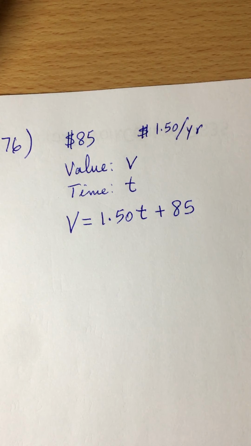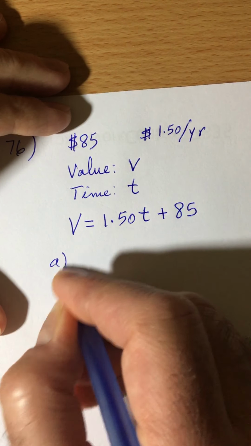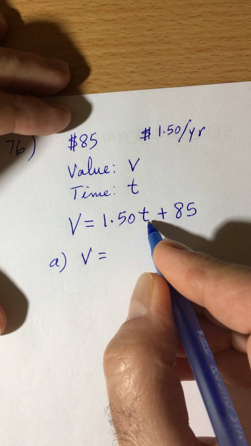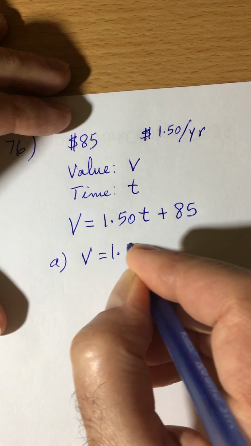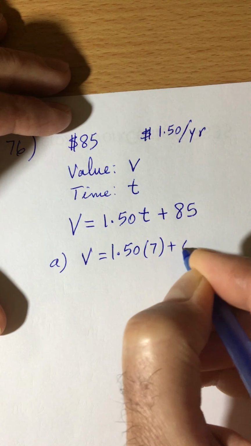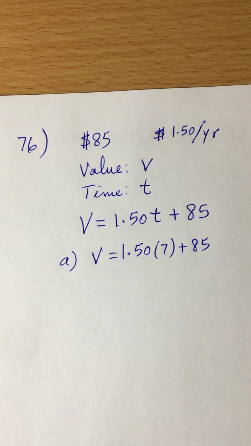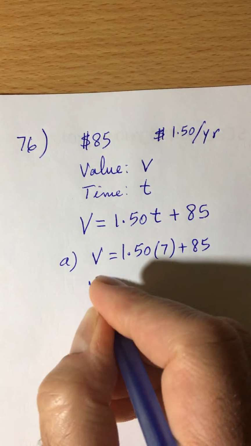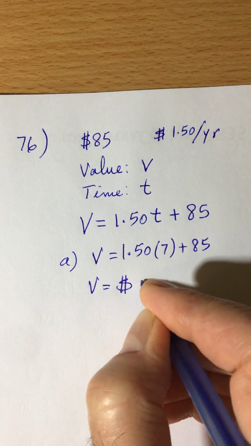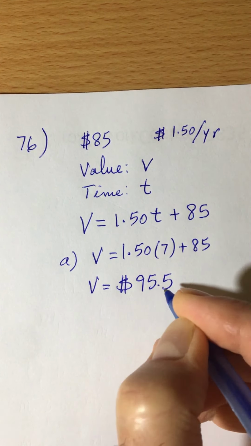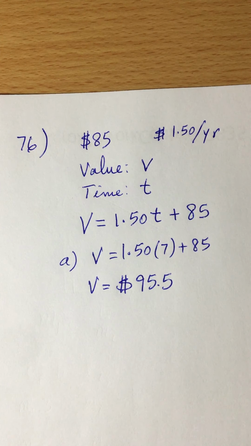All right, let's see. So it's part A. It says, what is the card's value 7 years after the purchase? So part A, what is the value at 7 years? So this is time in years. So I'm going to just put 7 over here and then use my beloved calculator. So $1.50 times 7 plus 85. So the value after 7 years will be $95.50. So that's part A.